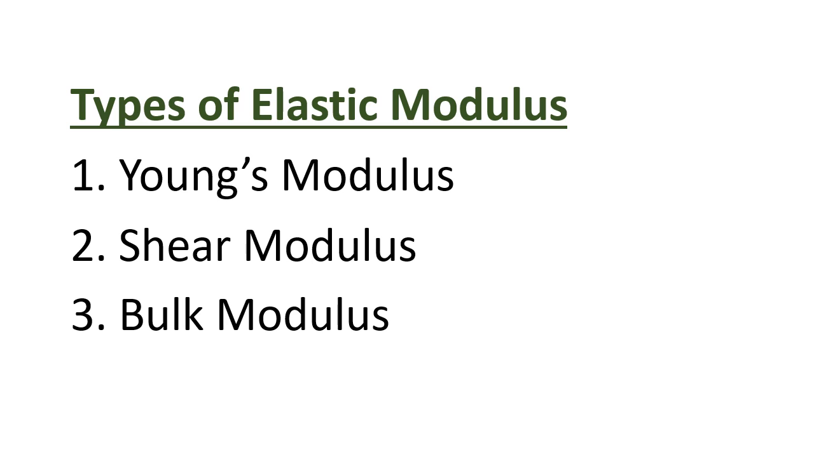Different types of moduli of elasticity. Corresponding to the three types of strain we have already studied, we have three important moduli of elasticity: Young's modulus, denoted by Y normally; bulk modulus, denoted by K; and shear modulus or modulus of rigidity, denoted by eta.